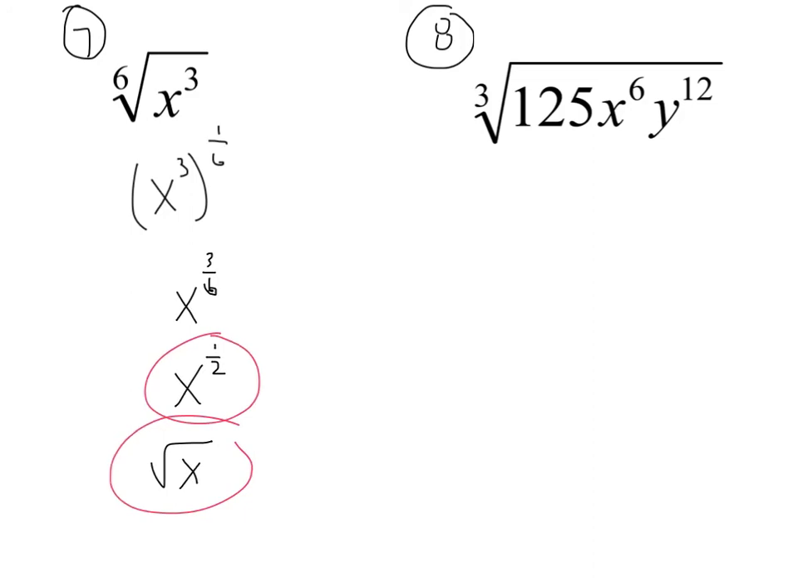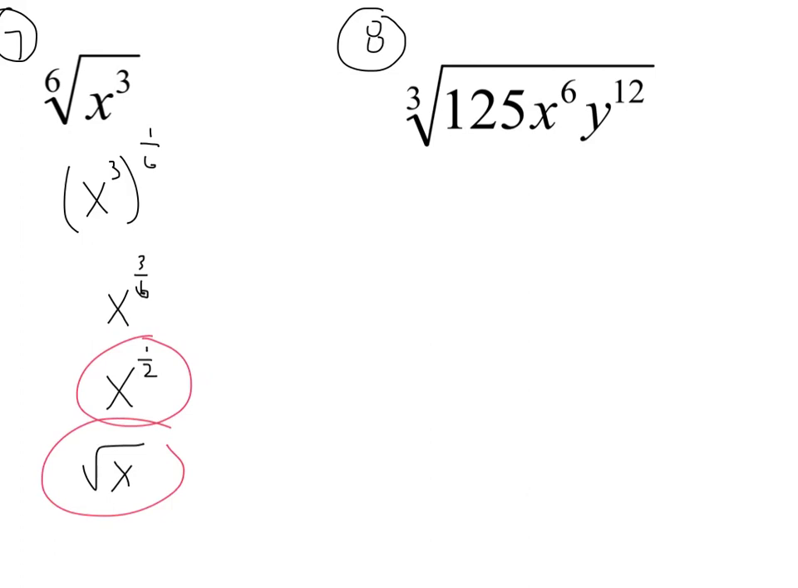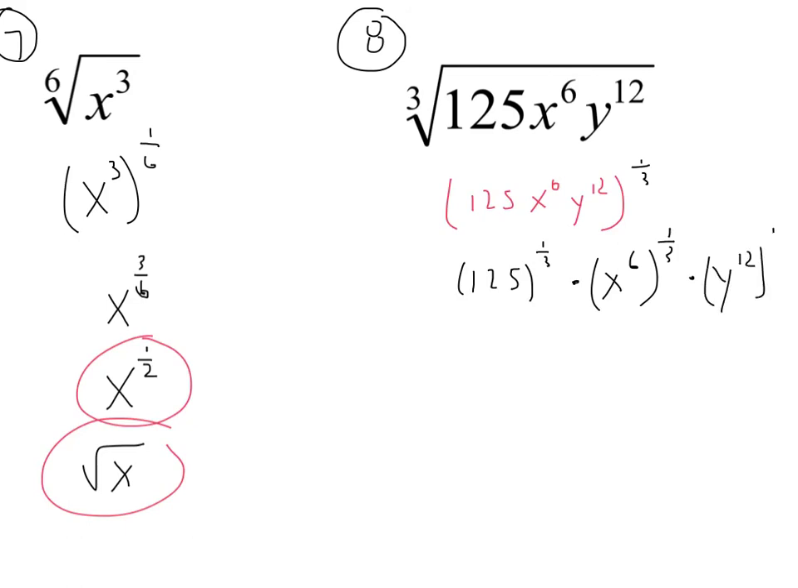All right, last one. We have the cube root of 125 x to the 6th y to the 12th. Well, remember, the cube root is just the same thing as taking all of this to the 1/3 power. So we have 125 x to the 6th y to the 12th, and then the whole thing is going to be taken to the 1/3 power. We can think of this as taking the individual pieces to the 1/3 power. So it's 125 to the 1/3 times x to the 6th to the 1/3 times y to the 12th to the 1/3. All right, go ahead and pause and see if you can come up with the final answer.